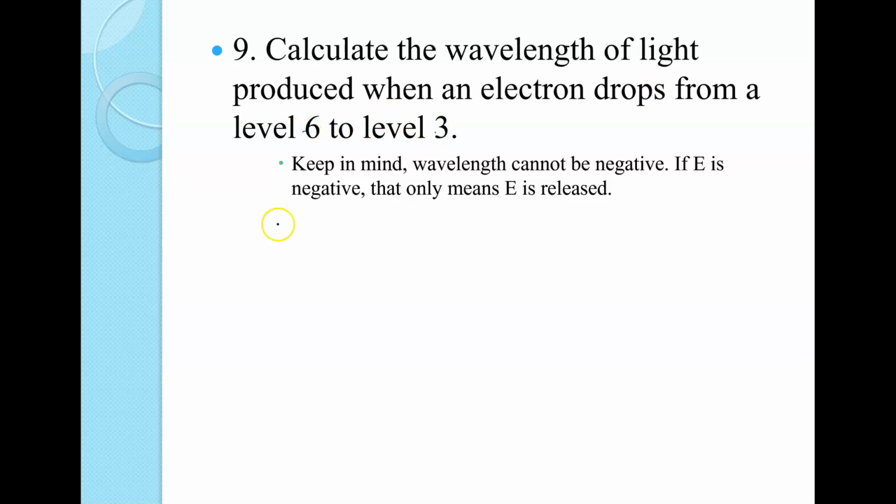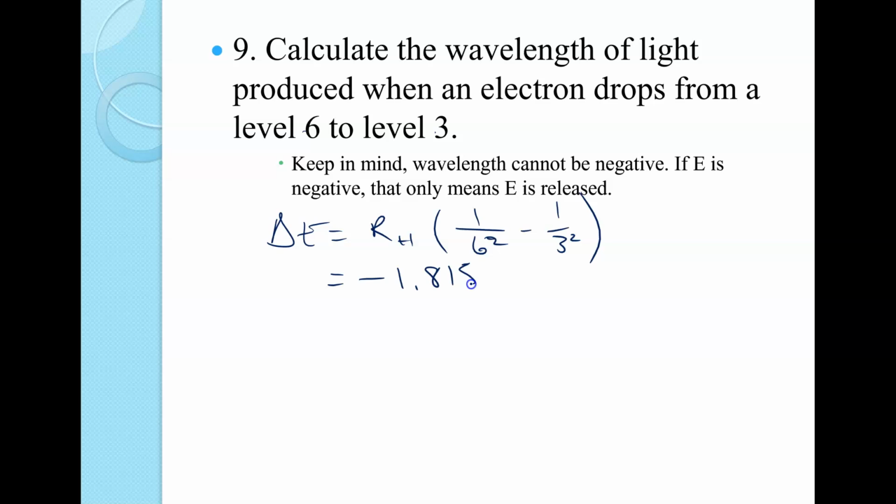So the wavelength of light, first thing I need to do is calculate the energy change. RH times 1 over 6 squared minus 1 over 3 squared. If you notice, it's just the reverse of the previous problem, so the value here is now negative 1.815 E negative 19 joules. And it is negative because it is exothermic, because it's dropping the electron. Okay? Now I want to calculate the wavelength.